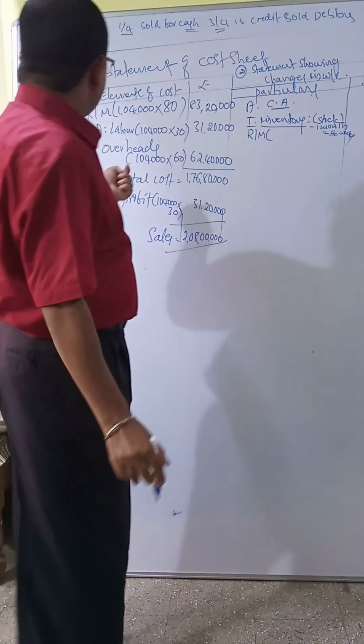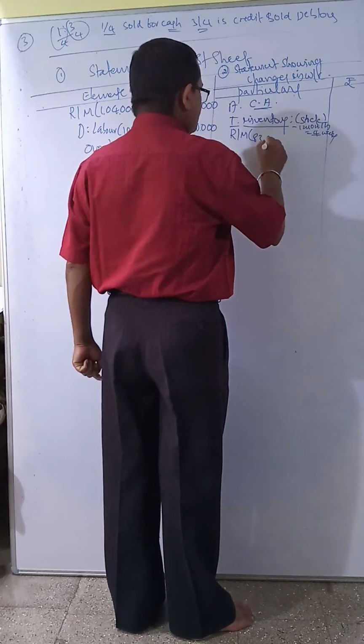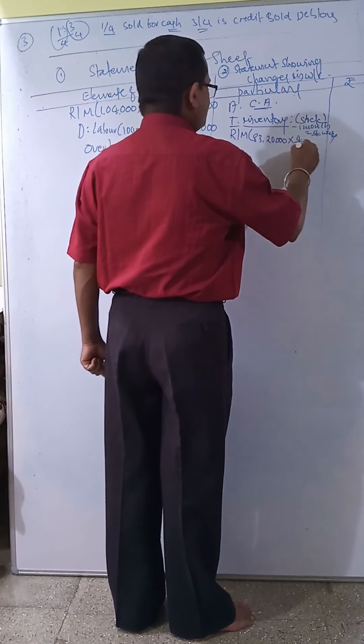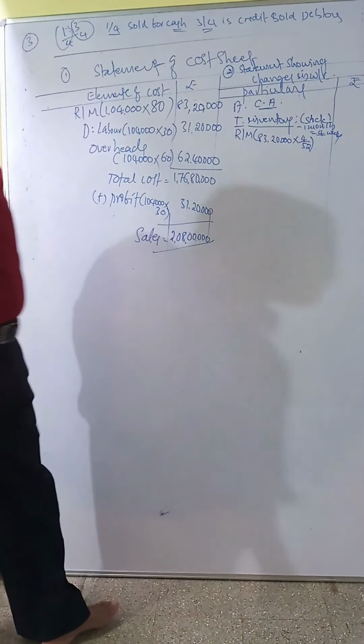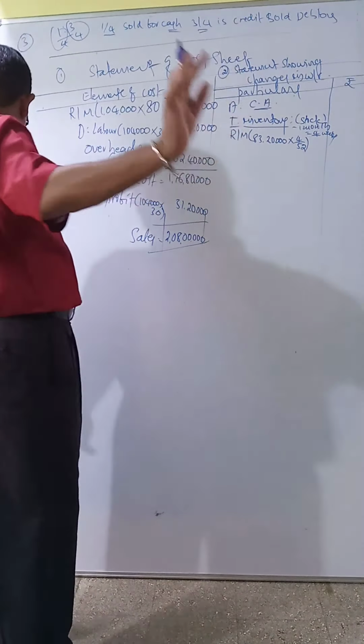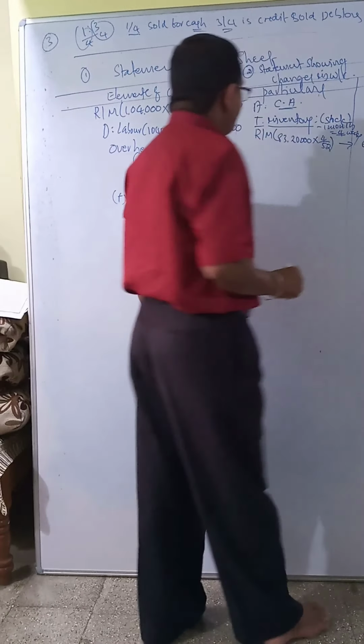Raw material here is how much? 83 lakh 20,000 into 4 divided by 52, because out of 52 weeks in a year we want only 4 weeks of raw material. So you will get 6 lakh 40,000. This is called inventory of raw material, or stock of raw material.